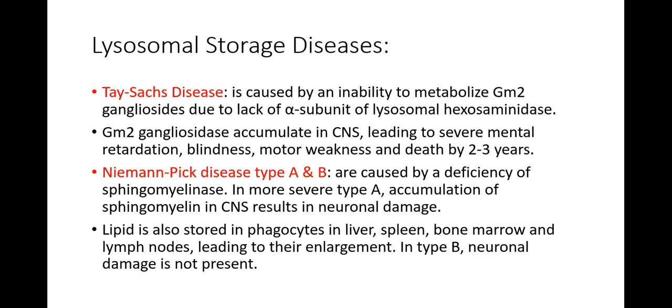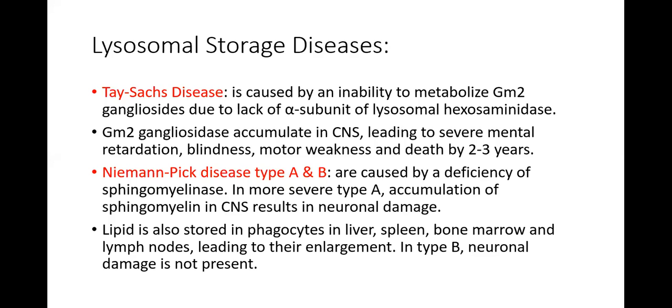Any question? Okay. So in Niemann-Pick disease, there are two types, A and B. Type A is more severe because there is accumulation of sphingomyelin in the central nervous system, which also results in neuronal damage. Lipid is also stored in phagocytes in the liver, spleen, bone marrow, and lymph nodes, leading to their enlargement. In type B, neuronal damage is not present.